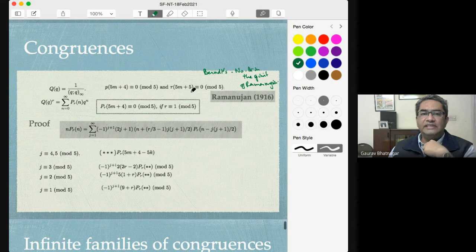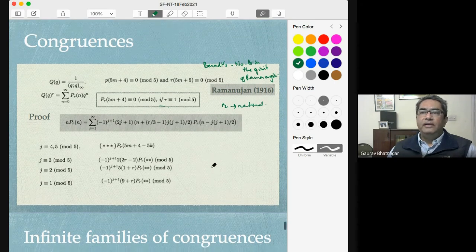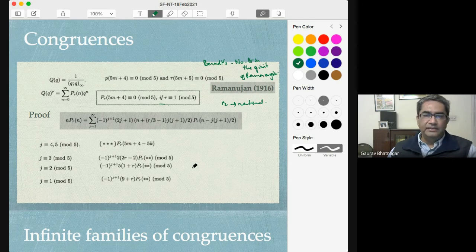What we found was that this could be embedded in an infinite set of congruences. P_R of 5m plus 4 is congruent to 0 mod 5 if R is congruent to 1. To remind you, P_R is again Q, Q infinity raised to the power R. Now R is anything. I mean, R need not be an integer. It could be a rational number. So let me prove it, going by the principle that everything should have one proof, though I have several proofs. But this is one result which we used.